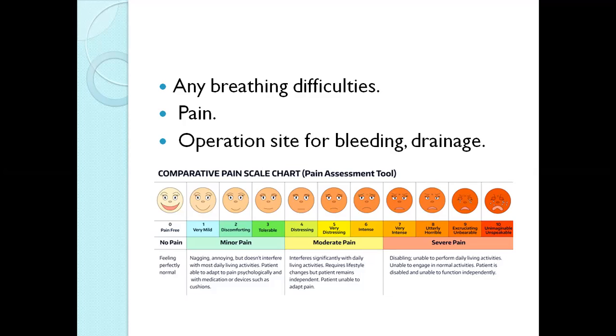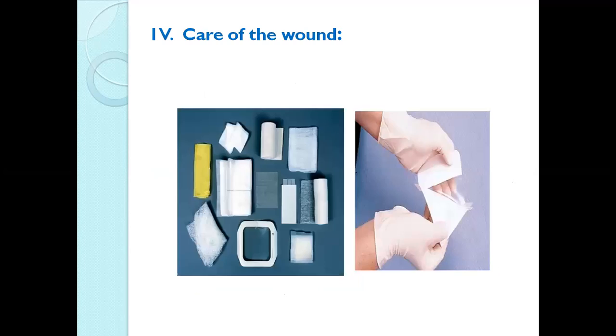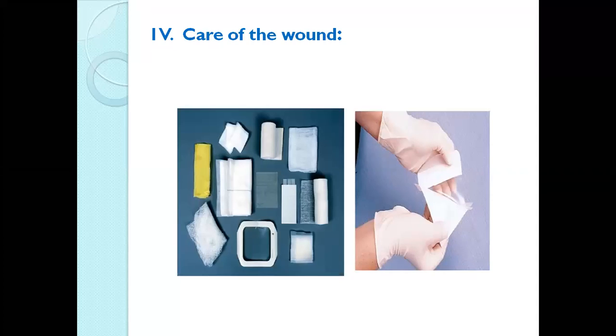Okay. Then we also have to check the operation site for any bleeding or any discharge. Whether the drainage tube is fixed or not, whether it came out. All those we have to keep a check on. Care of the wound is also very important. For every patient after surgery, we usually do dressing. Even in the practical, it is there, so we'll be teaching you how to do the wound dressing.